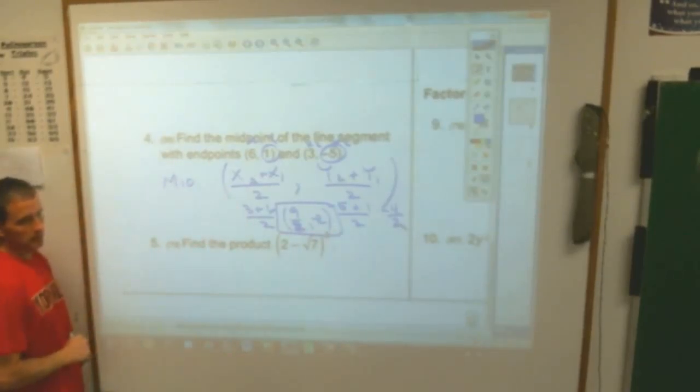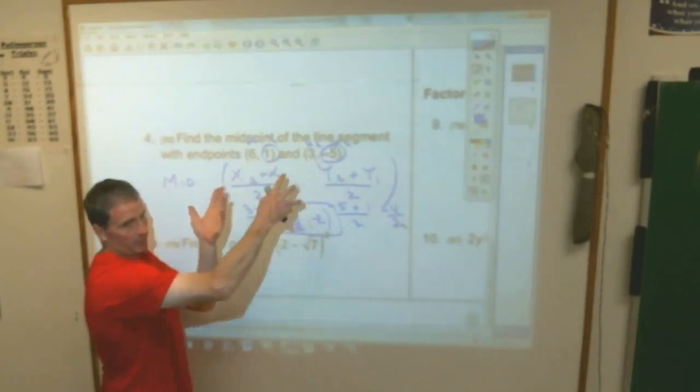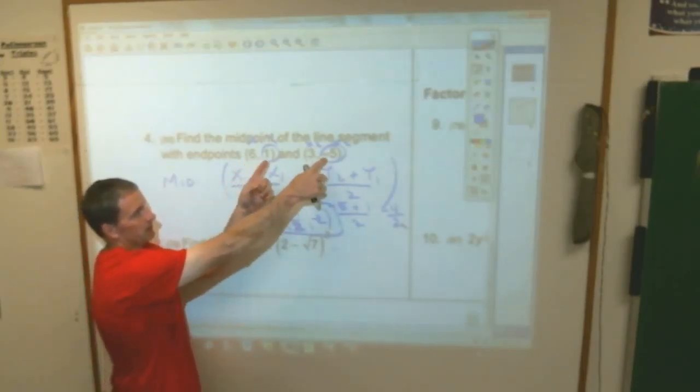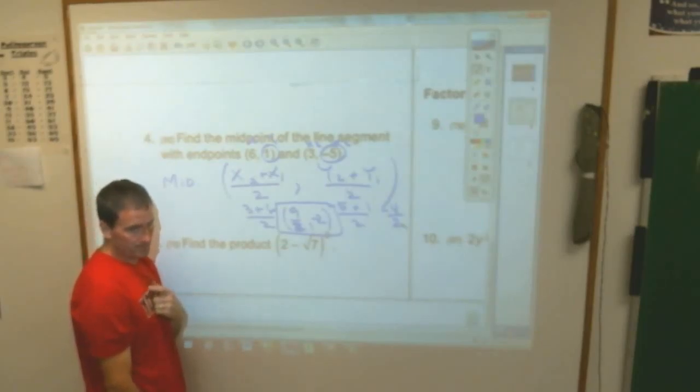Sorry. Okay. So you just add the x's together, divide by 2, add the y's together. It doesn't matter which one you call 1 or 2. You add these together, divide by 2, add those together, divide by 2. This is your x point, your y point. You're finding the average of them. That's what the midpoint is.